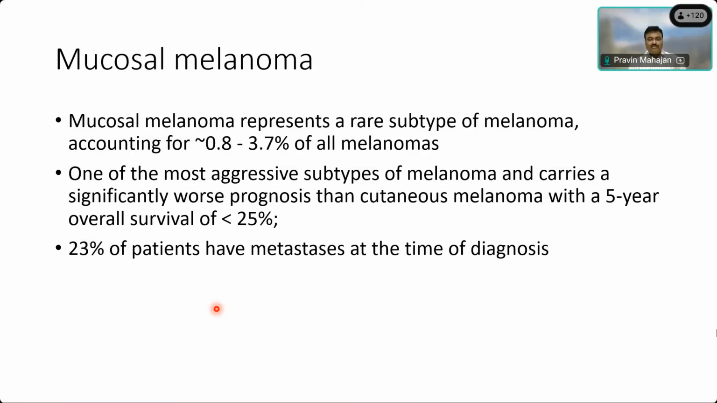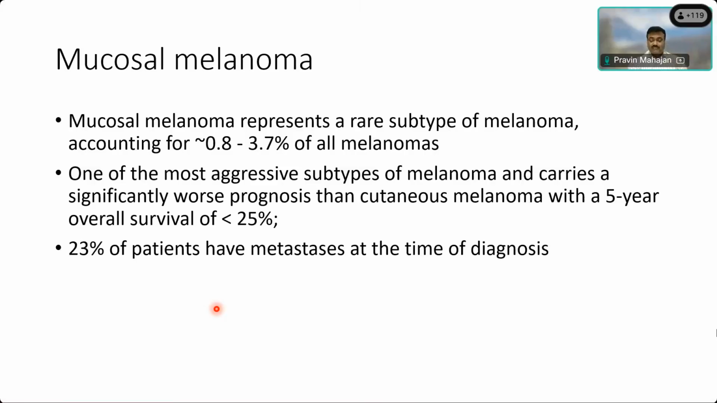I mean, most of the melanomas will occur in the skin, right? So mucosal melanomas vary in different studies from 0.8 to 3.7% of all melanomas. And these are more aggressive than the cutaneous type of melanoma. The overall 5-year survival is less than 25%. And the bad fact is that 20% of these patients will have metastasis at the time of diagnosis itself.